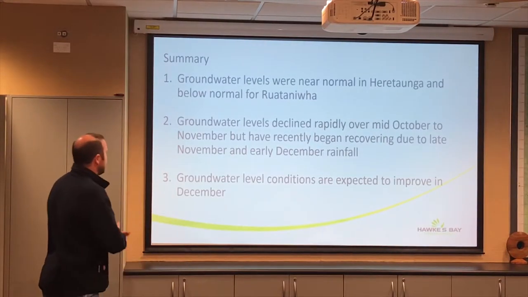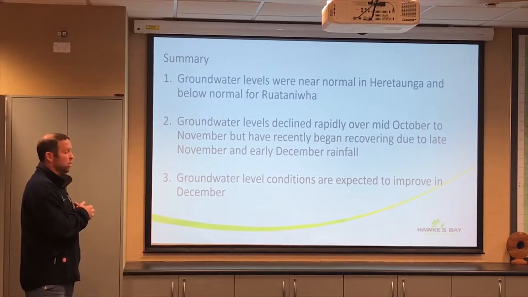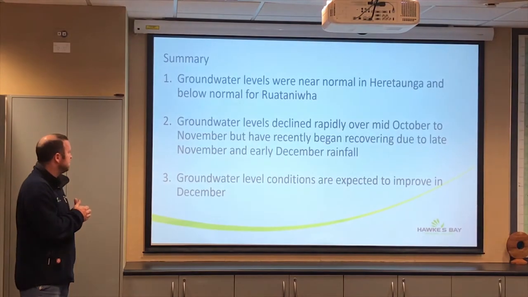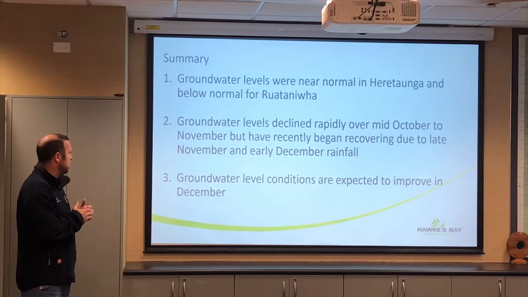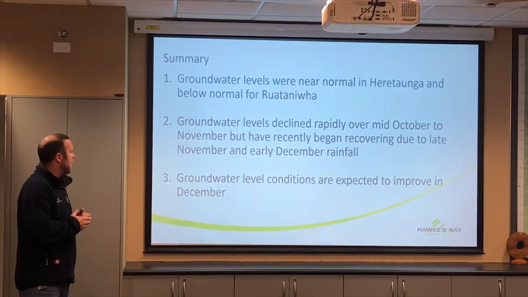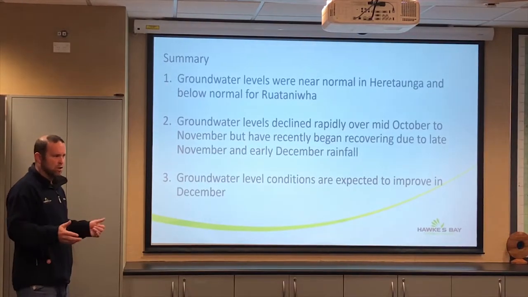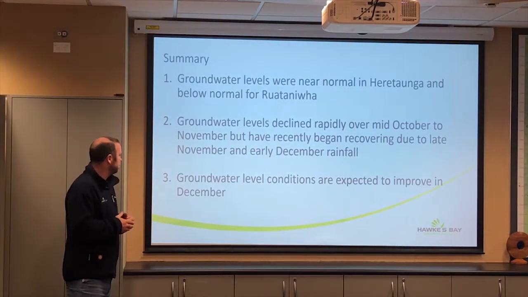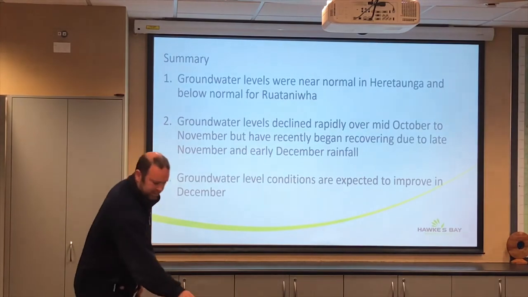I think that's about it. So pretty much in summary, groundwater levels were about normal in Hera Tonga. They're quite below normal for Ruatanawa for the month of November. There was quite a rapid decline between mid-October to November, particularly in the Ruatanawa. But as you can see from those telemetry plots, groundwater levels have started to recover a little bit. That'll be short term. They'll carry on down. They always do until February, March, April. And so yeah, they expect it to improve until December. And that is all I have for you guys.